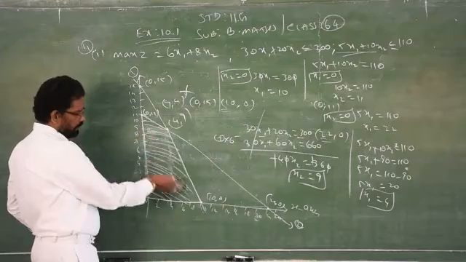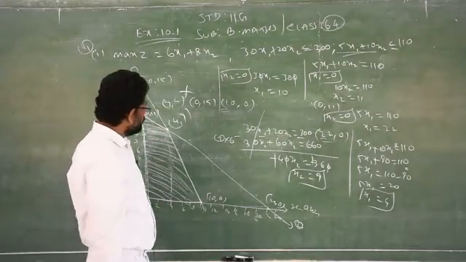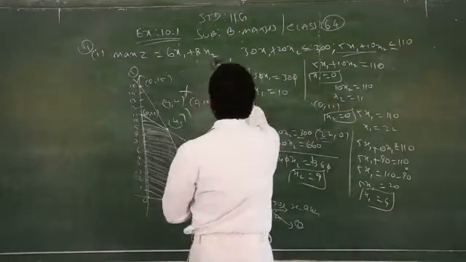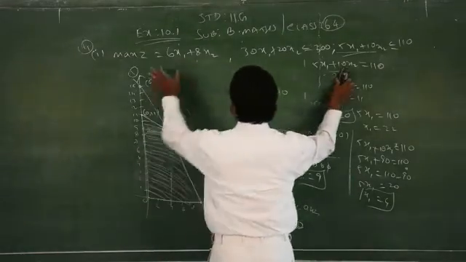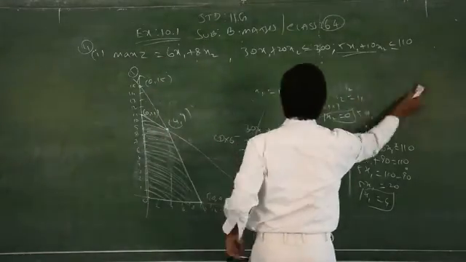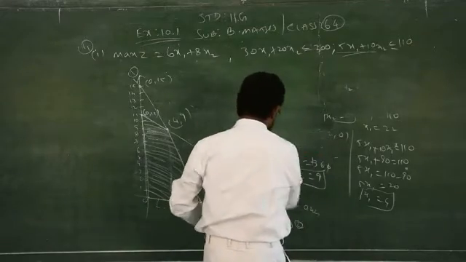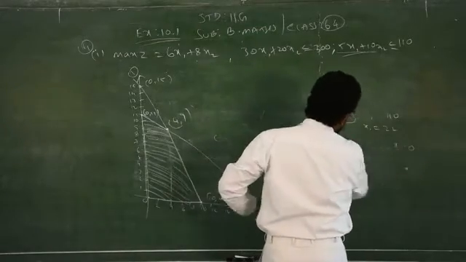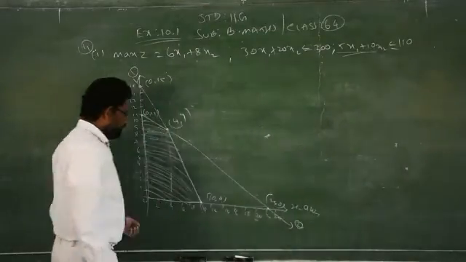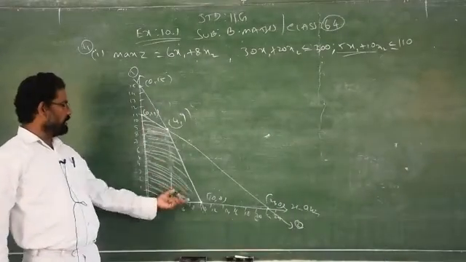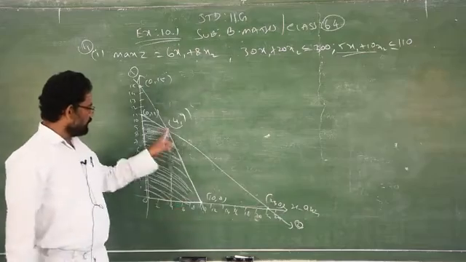The shaded part is called the feasible region. After finding the feasible region, you have to find the maximum, that is the optimal solution. Now I got the feasible solutions. After that, I am going to find the optimal solution by taking the points, the corners of the shaded region. What are the corners of the shaded region?